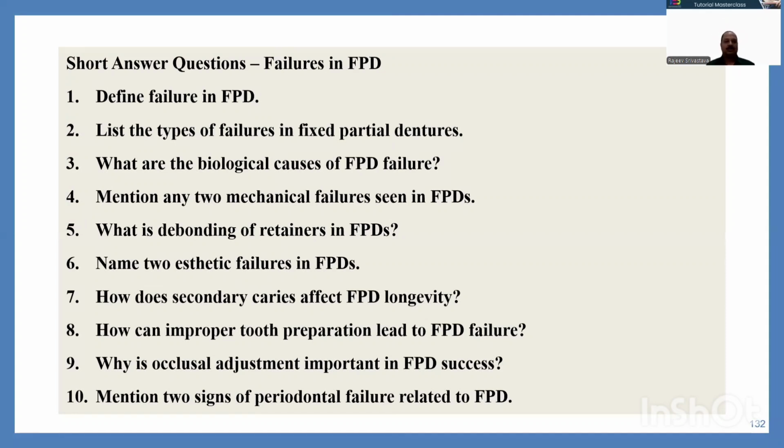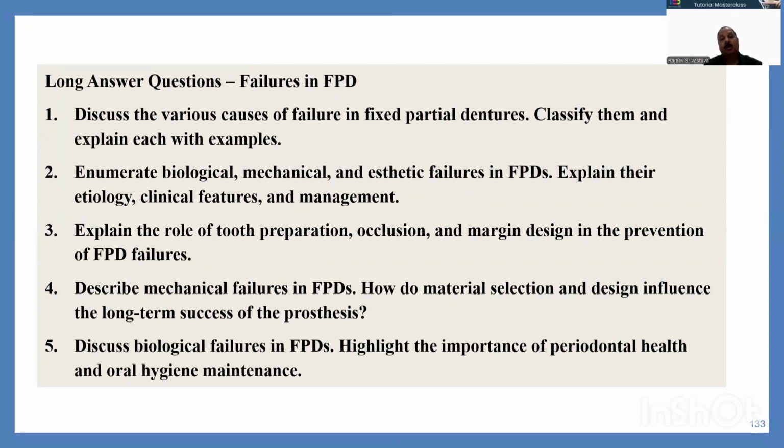So, what are the short answers which have been asked? These are the different questions, like list the types of failure in fixed partial dentures, and what is debonding of retainers in FPDs? These are the different university papers which I was going through. If you see, every other year there is some question asked on failures in FPD. Sometimes there have been long answers and sometimes essay answers asked on these topics. I have tried to cover most of the things, but because it's a very long topic, a few things I feel can still be read by the student from the books.